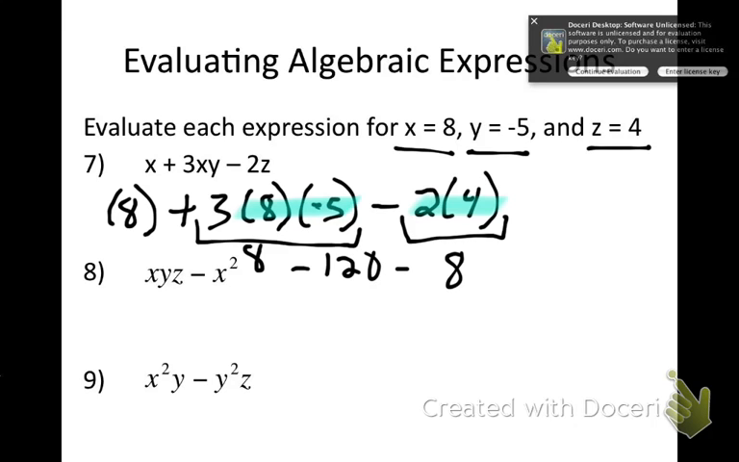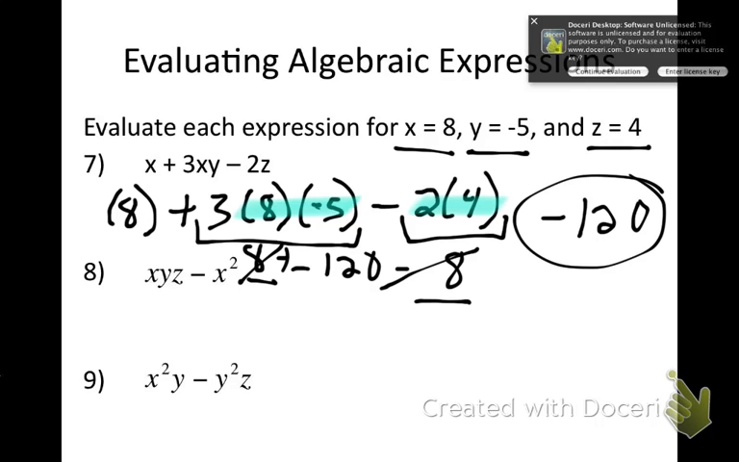And I still have my 8 plus out front. Well, now I have 8 plus a negative 120 minus 8. Again, I can switch things around to make this easier. What do I see right away, John? I see a plus and negative next to each other, which is basically just subtraction, right? What else do I see here? I see an 8 and a subtracting 8. Those are going to cancel, really. And then I'm left with negative 120. Again, rearranging and seeing where I can make simplifications makes these problems a lot easier.